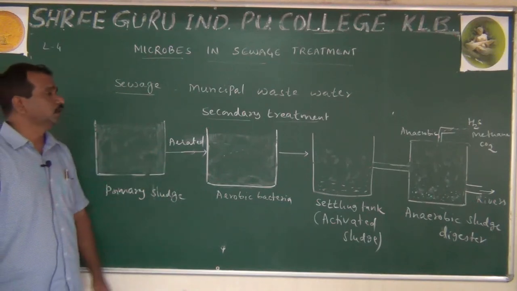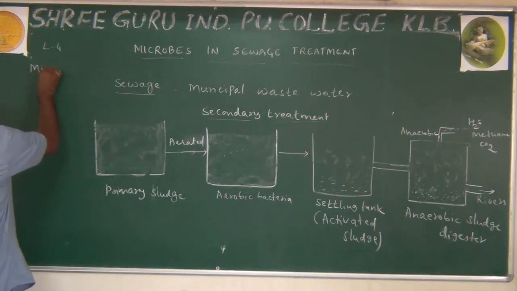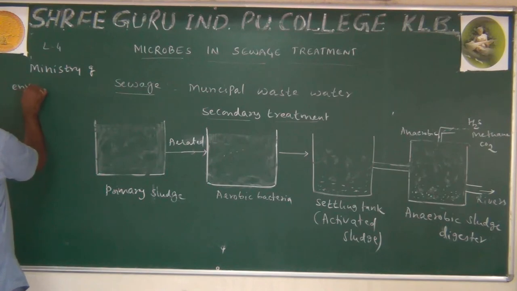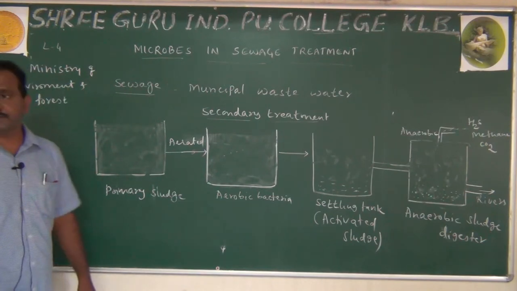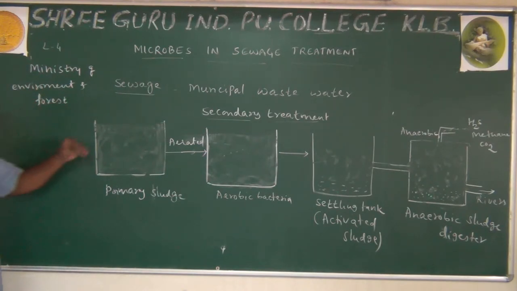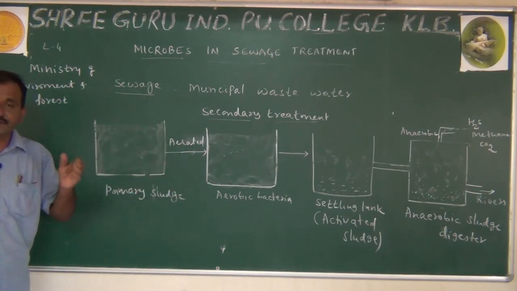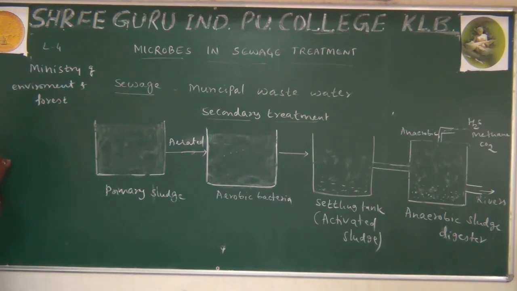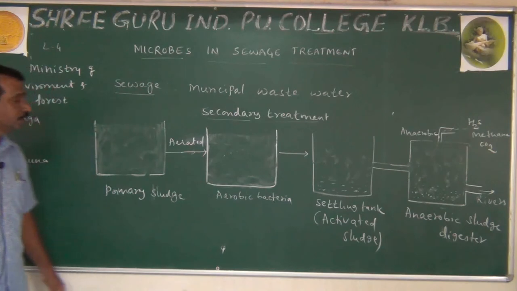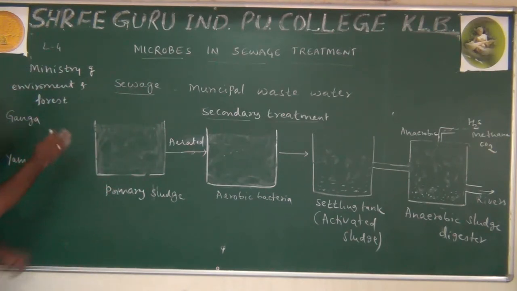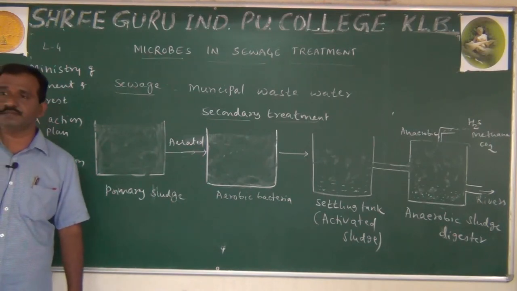nowadays, the Ministry of Environment and Forest has decided to construct sewage treatment plants in the major rivers. Major rivers are Ganga and Yamuna. They established new sewage treatment plants and have taken action to clean the Ganga river as well as the Yamuna river. This is what we are observing, the Ganga Action Plan and the Yamuna Action Plan.